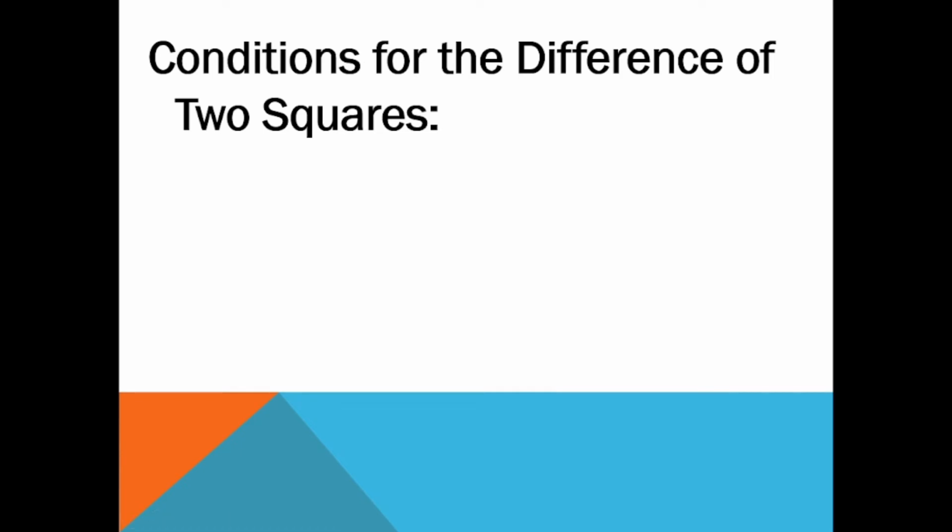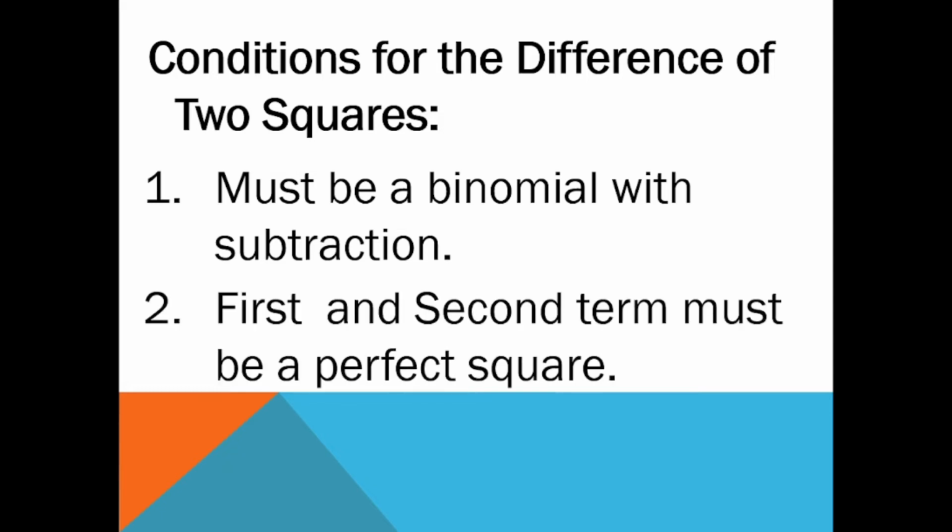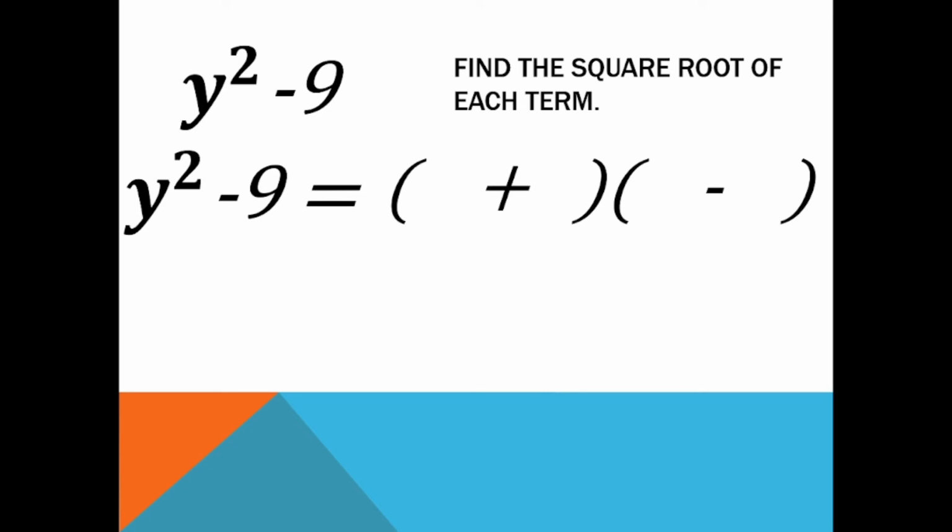Now, what are the conditions for the difference of two squares? First one, the given must be a binomial with subtraction. So, take note of the operation. It should always be subtraction. Number 2, the first and the second term must be a perfect square. Here's our first example, y squared minus 9. To get its factor, we will need 2 parentheses. The first parenthesis should have addition and the second is subtraction.